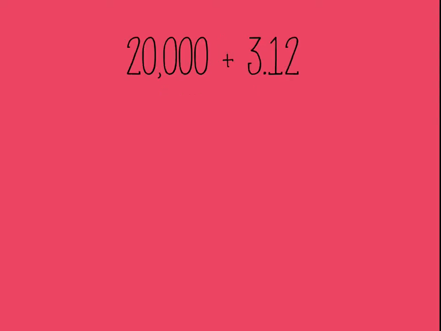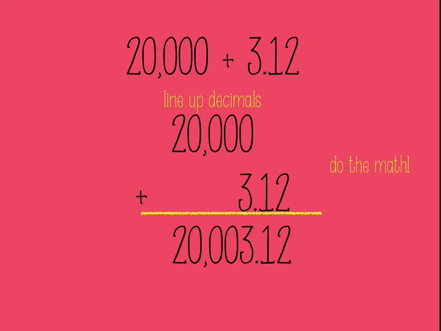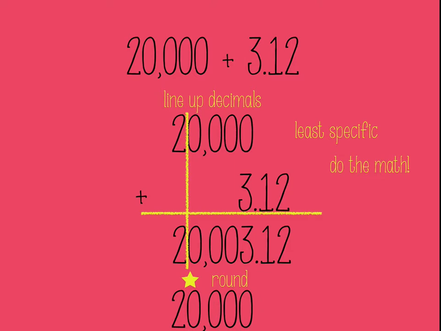One last example, 20,000 plus 3.12. First, line up the decimals, do the math, then find the least specific digit, which in this case is in the 10,000s place, and round. Well, the answer is 20,000. This is like the pool problem. The 3.12 is so tiny, so small, that it's insignificant in comparison to the estimated number of 20,000.